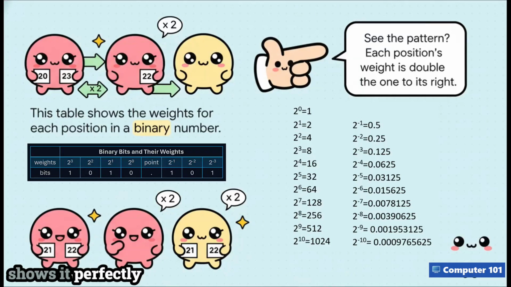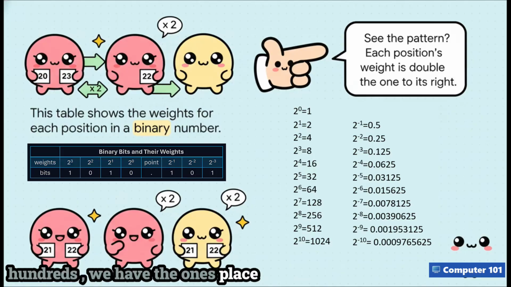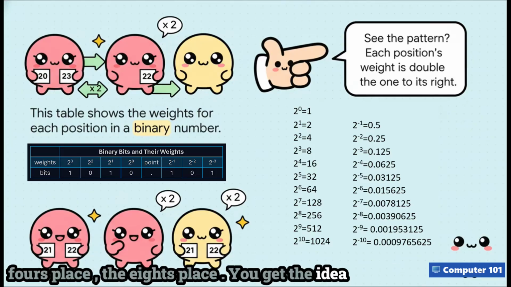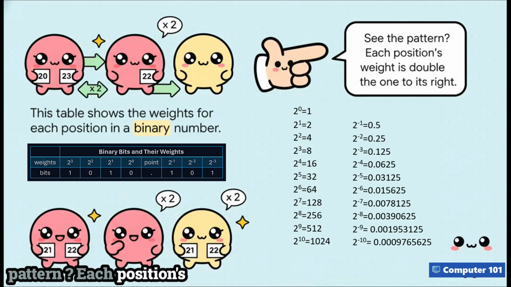And check this out. This table shows it perfectly. Instead of ones, tens, and hundreds, we have the ones place, the twos place, the fours place, the eights place. You get the idea. See that pattern? Each position's weight is just double the one to its right. It's the same logic, just with a different multiplier.